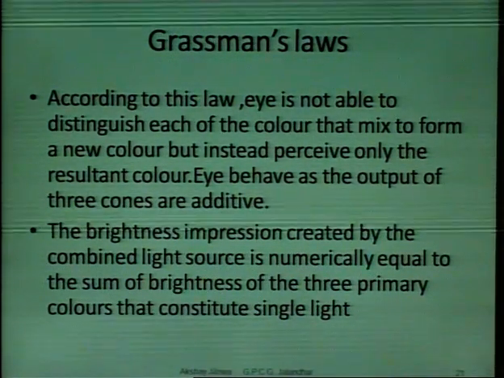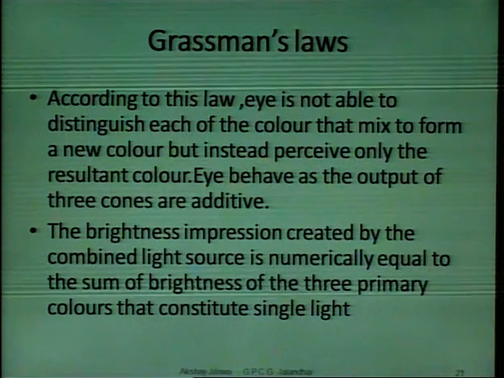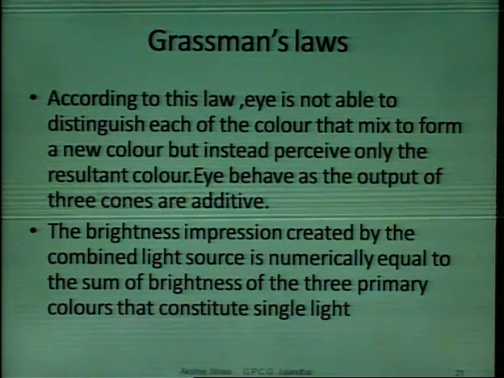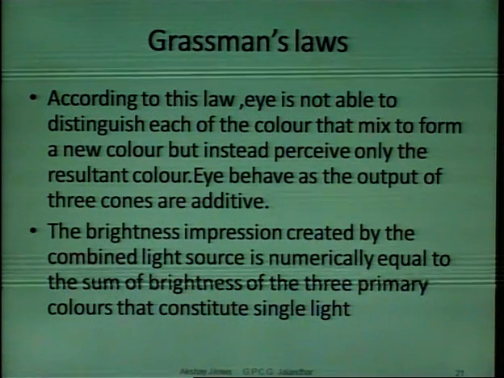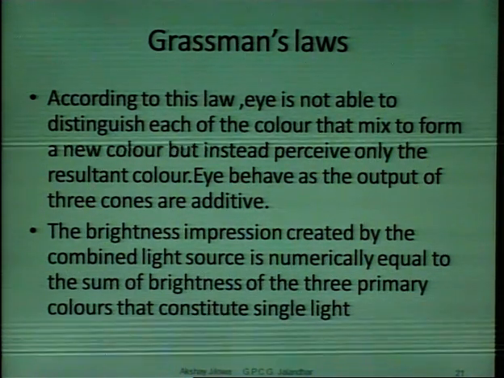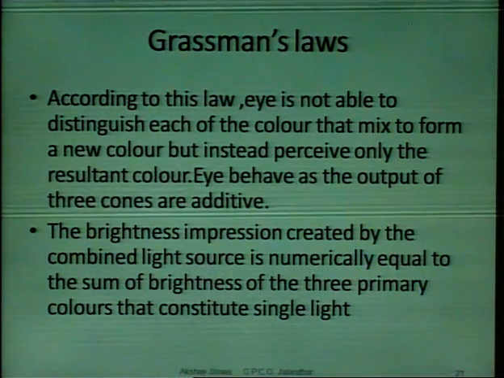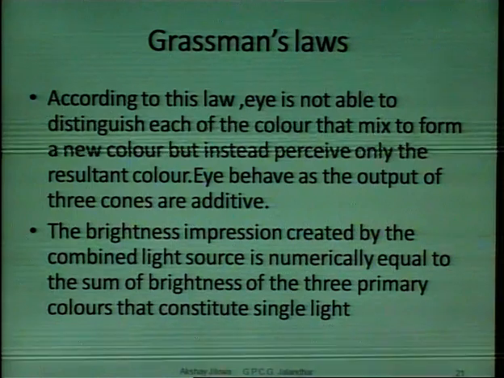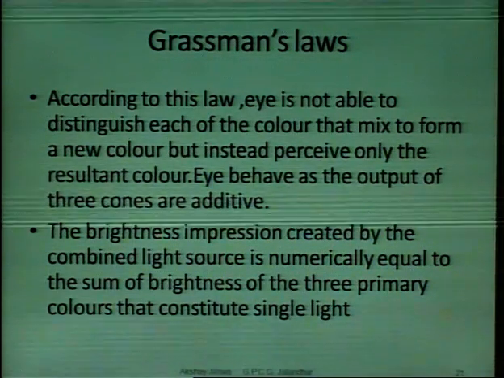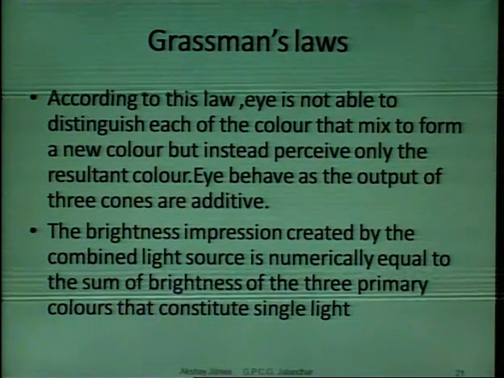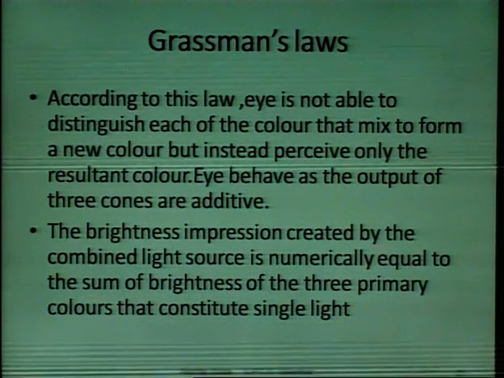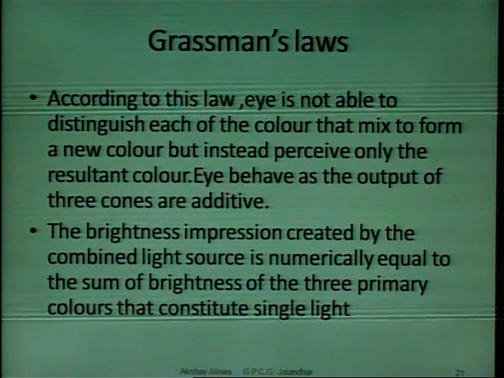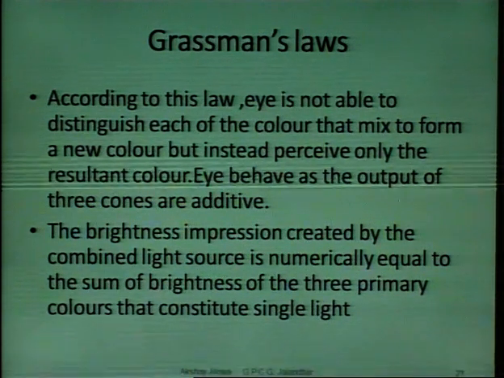Now, I will discuss Grassmann's law. According to this law, the eye is not able to distinguish each of the colors that mix to form a new color, but instead perceives only the resultant color. As the output of the three cones is additive, whatever color we see, the eye is not able to distinguish in what proportion the colors are mixed. What we observe is the resultant of the mixing of the three colors.